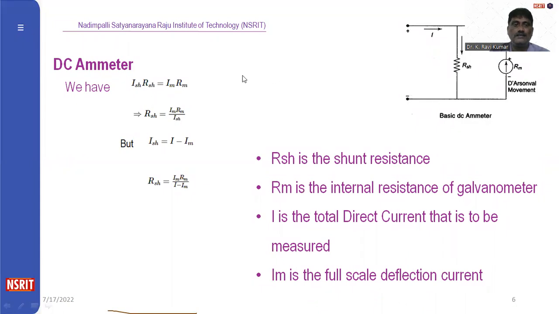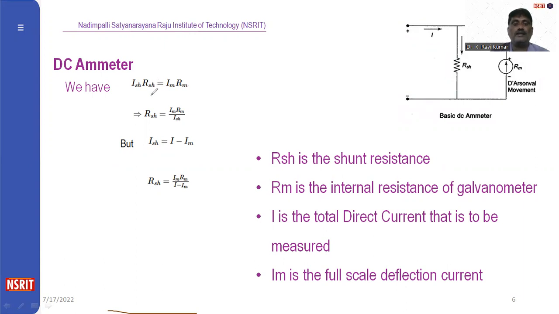This is ISH. ISH into RSH will give some voltage, and IM into RM, the internal resistance of the galvanometer, will give another voltage. The current flowing through RM will be IM. The voltage across RSH and this voltage are equal. Why? Because these two are in parallel. That's why the voltage across these two will be equal, and here ISH into RSH is equal to IM into RM.